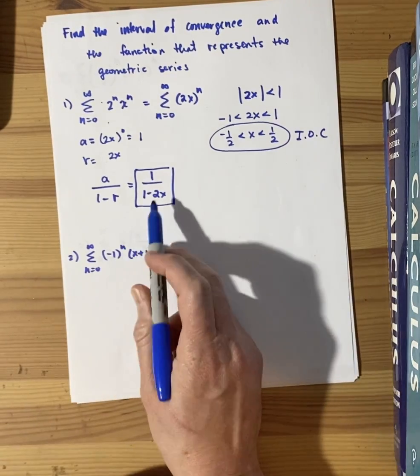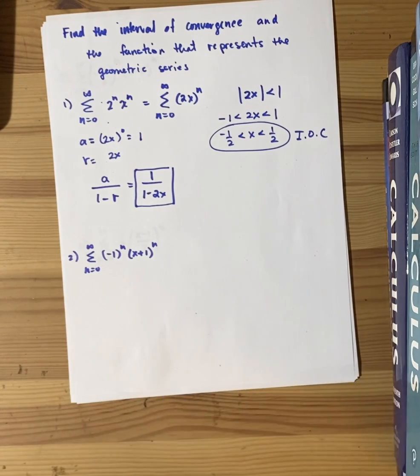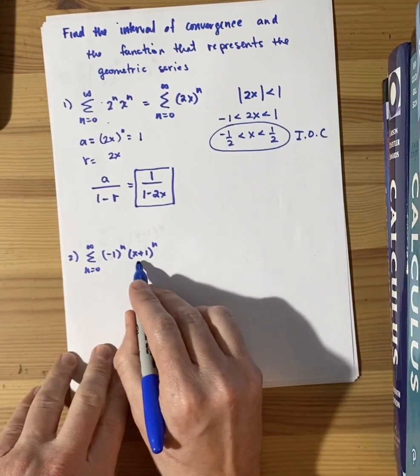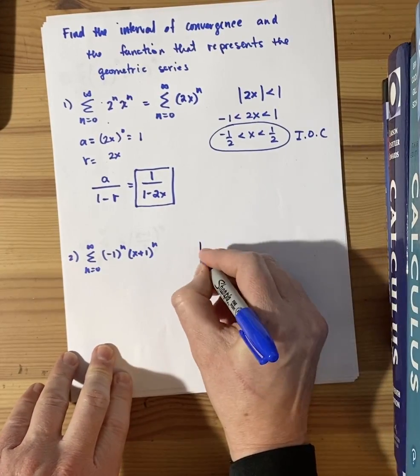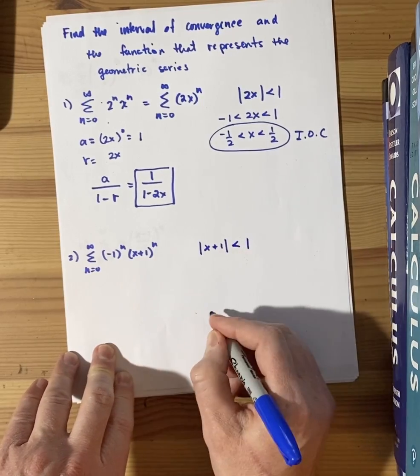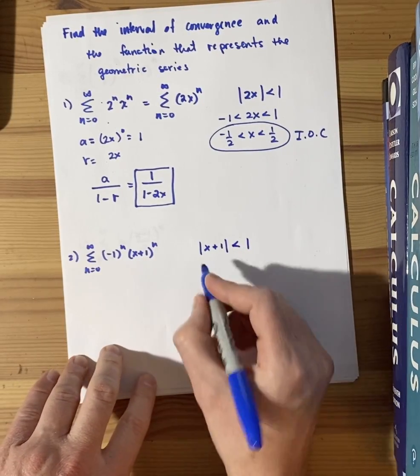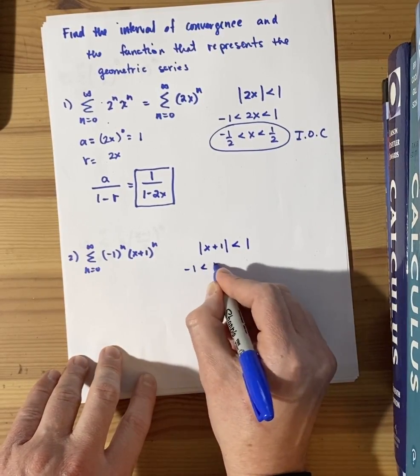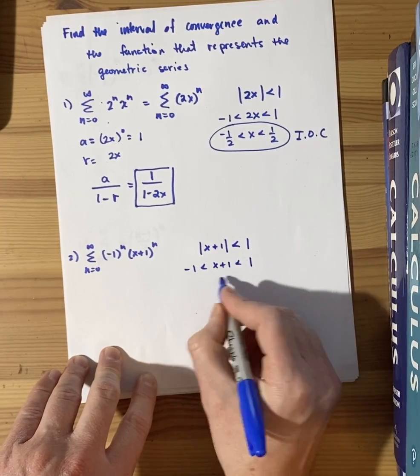But you will have to include it into the function. You'll see what I talk about in a second there, okay? Now, here, when we look at this, the common ratio, besides it alternating back and forth, I want this to be less than 1. So again, -1 less than x plus 1 is less than 1. And now we just solve.